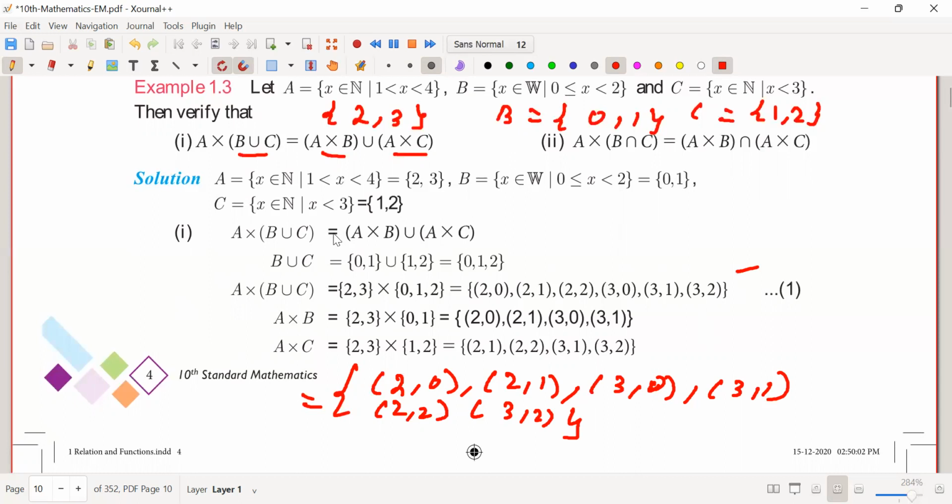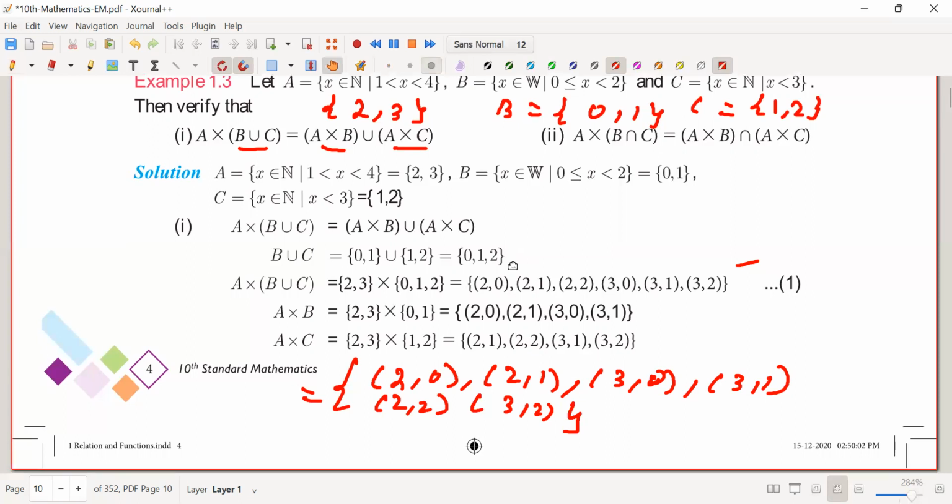Where we want to equate is okay. 2, 0 is here. 2, 1 is here. 2, 2. Yeah. 3, 0. 3, 1, 3, 1. So both are equal. First, identify the number of terms. Okay, number of terms is same. Then one by one, if you check that, you'll be getting that.